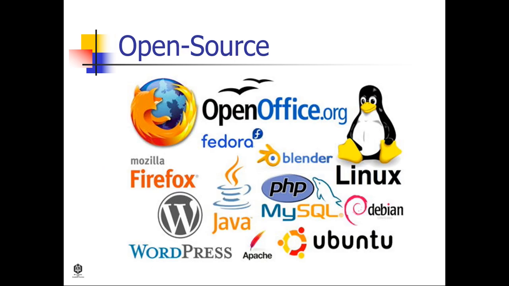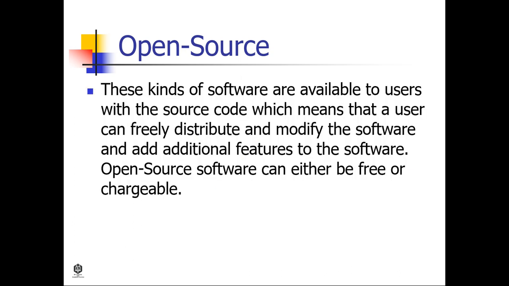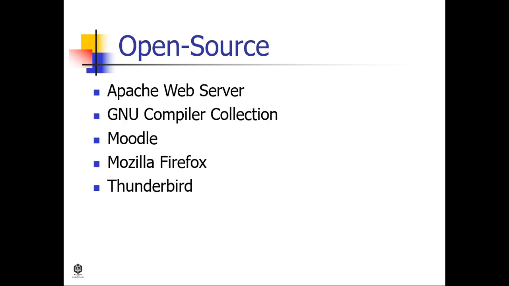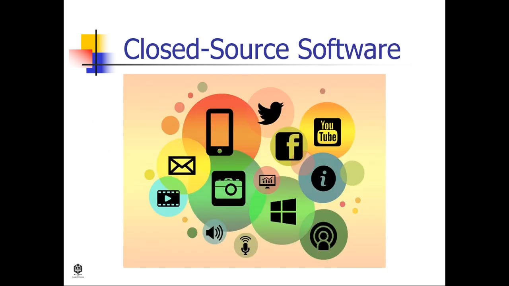Open source. These kinds of software are available to users with the source code, which means that a user can freely distribute and modify the software and add additional features to the software. Open source software can either be free or chargeable. Some examples of open source software are Apache Web Server, GNU Compiler Collection, Moodle, Mozilla Firefox, and Thunderbird.